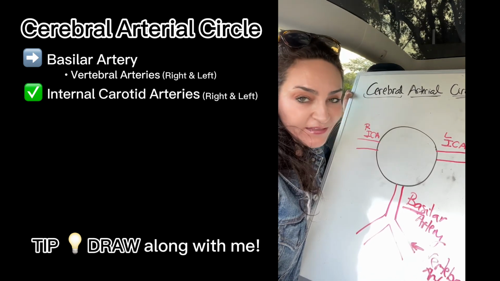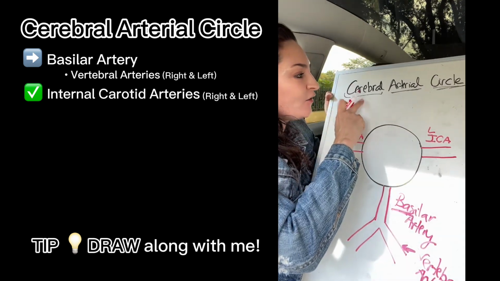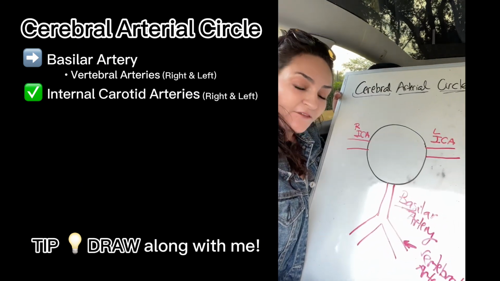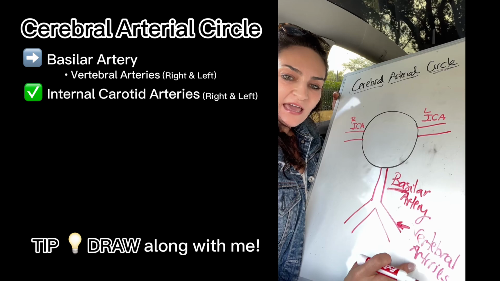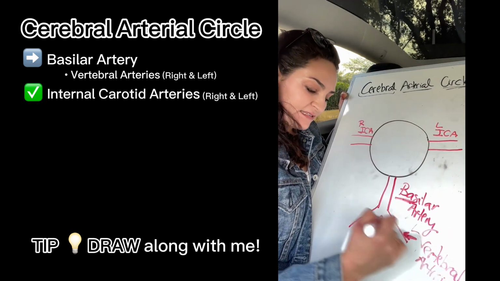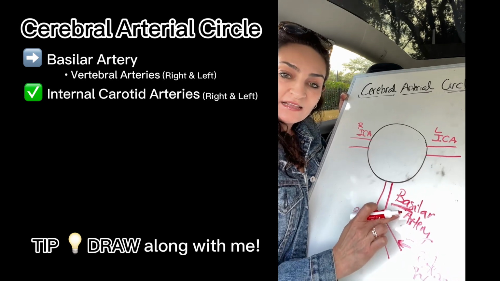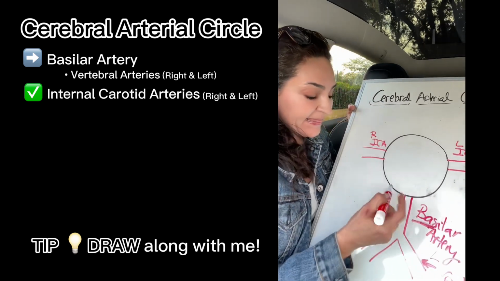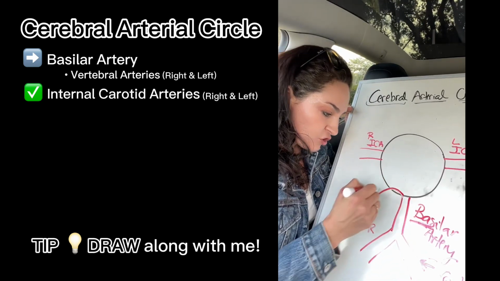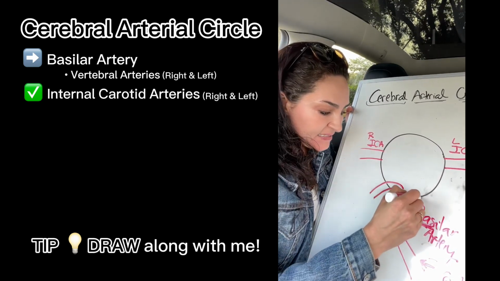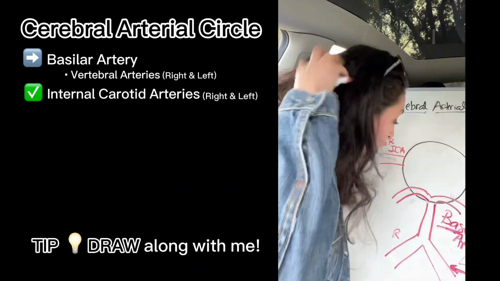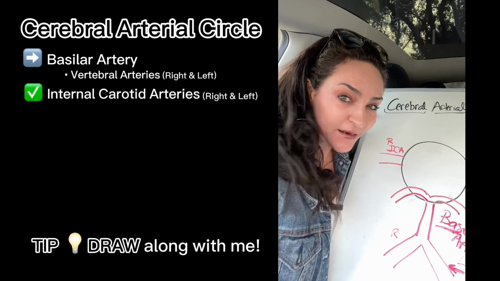Right? And you also have the vertebral veins, but this is a circle, the cerebral arterial circle, so you need to look for the arteries. The right and left vertebral arteries get together, and they form the basilar artery at the base. The basilar artery ends by splitting into two blood vessels. And since the basilar artery is at the base, it's very close to the posterior aspect, right?